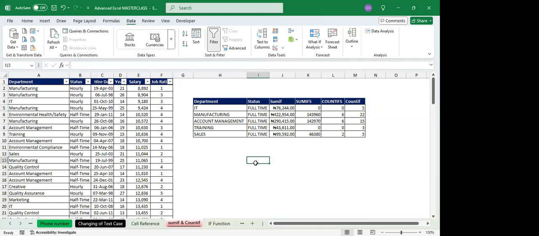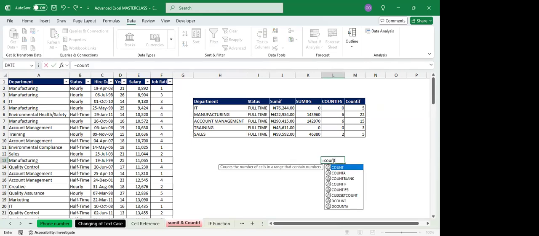Let me do something here. Don't forget that I'm only using this because I've drawn out a separate table here to make the explanation work well. But now I want to count the people in IT department that are working hourly. Now I'm using count, I'm not using sum. The people in the IT department that are working hourly. That is 2 criteria, so I'm going to use COUNTIFS.